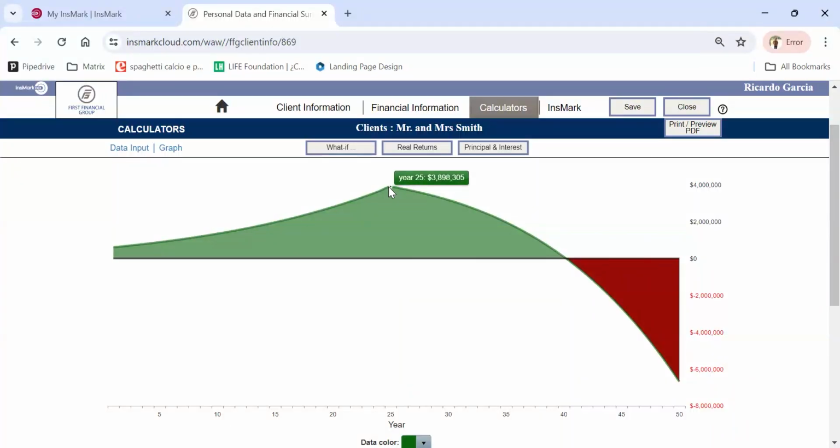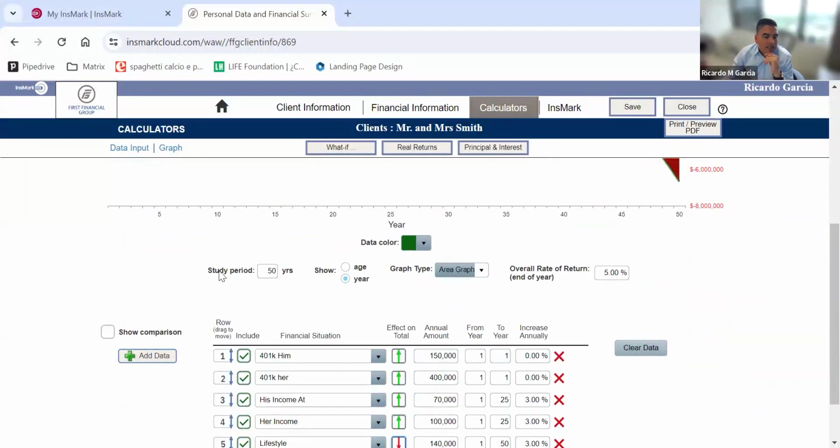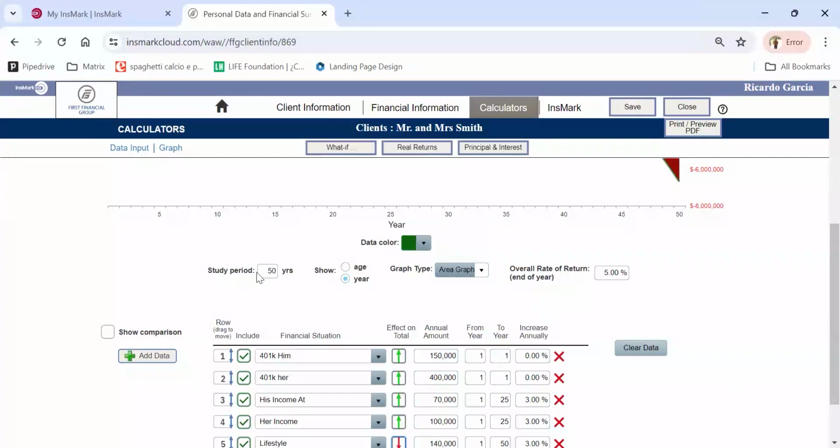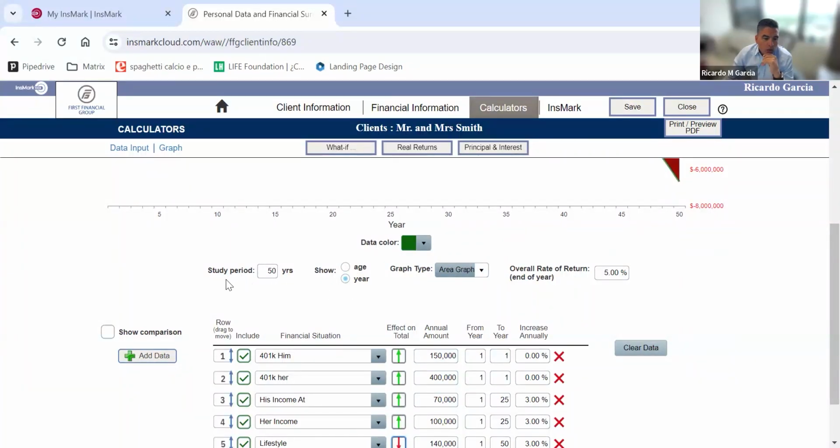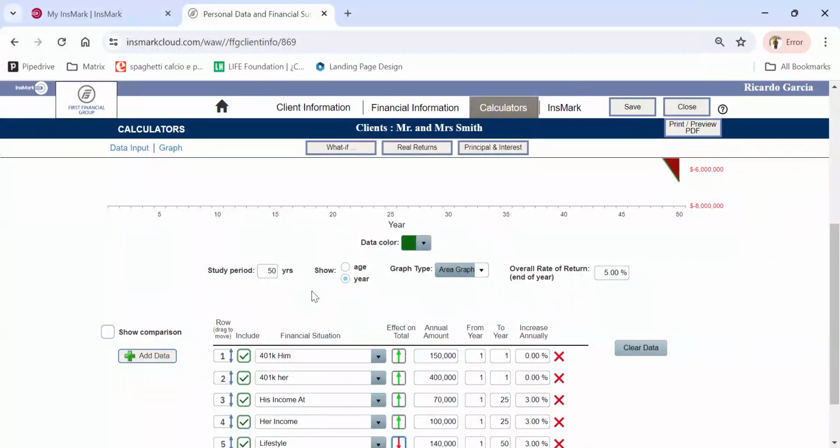Okay, hang on a second, Ricardo. So even though you put in that they're age 50 currently, that's the study period. Oh, that's the study period. I'm sorry, I thought that was the age. So you can do either age or year. I always do years, study periods. Okay, years, not age. That helps me, I missed that. Yeah, you can do it both ways.